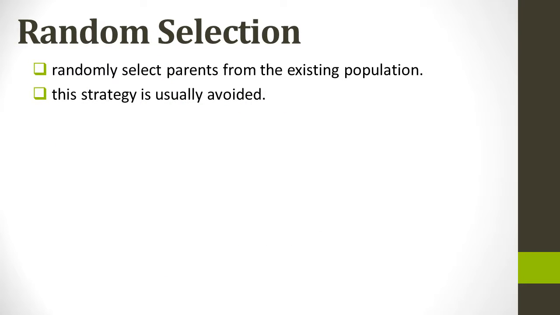The third selection technique is random selection. In this strategy, we randomly select parents from the existing population. There is no selection pressure towards fitter individuals, and therefore this strategy is usually avoided.